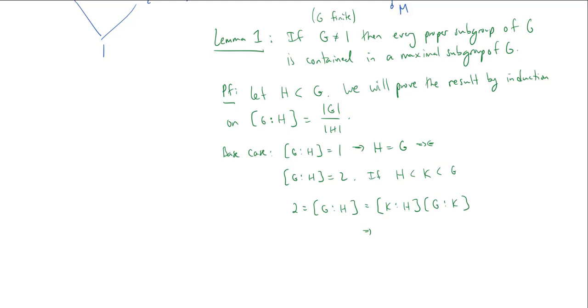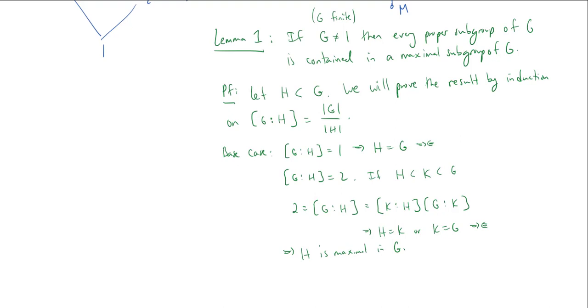Well, whichever one of them is 1, that would tell you that if the index is 1, then just like in this base case up here, the groups are equal. That would tell you H equals K or K equals G, which would be a contradiction. So it is impossible to have some K in between H and G. So there is no proper subgroup of G that properly contains H. And so this tells you that H is maximal in G.